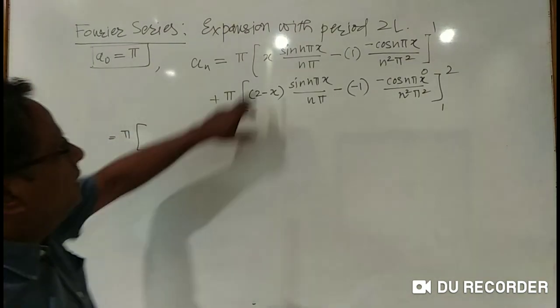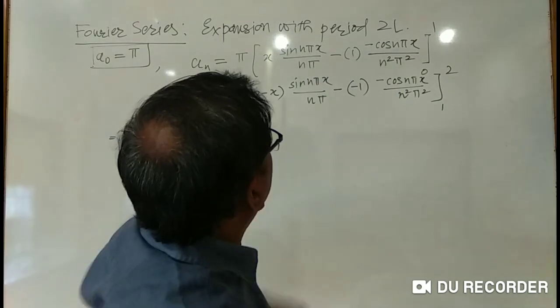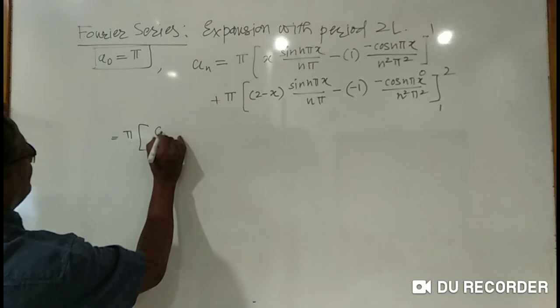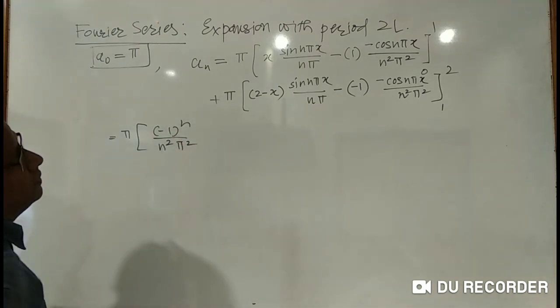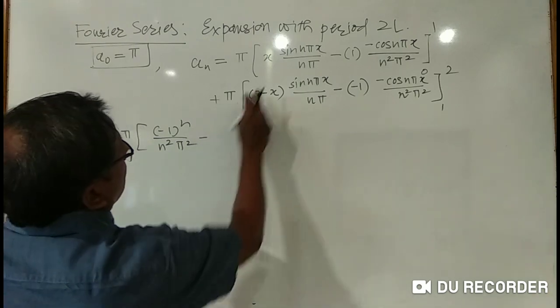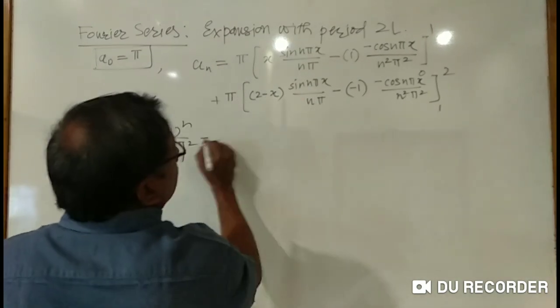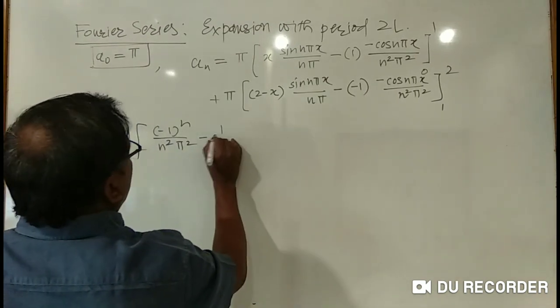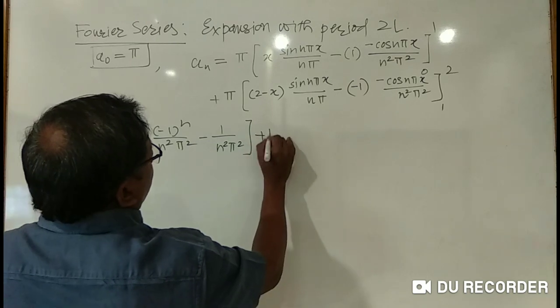When you put the upper limit here, sin of n pi is 0, minus minus plus, cos of n pi is minus 1 raised to n upon n square pi square. When you put the lower limit, 0 into anything is 0, minus minus plus, and again it is minus, so cos of 0 is 1 upon n square pi square, plus pi into.